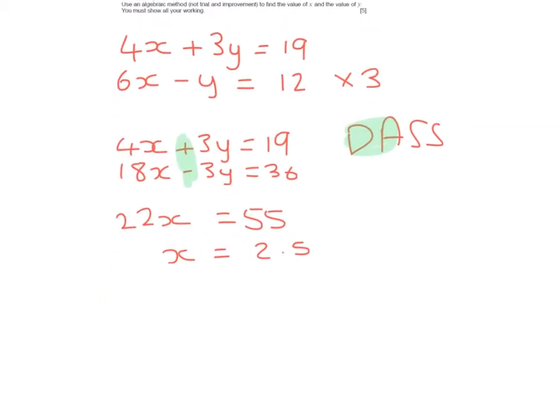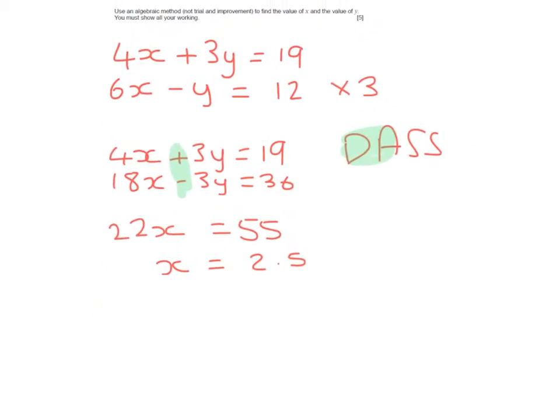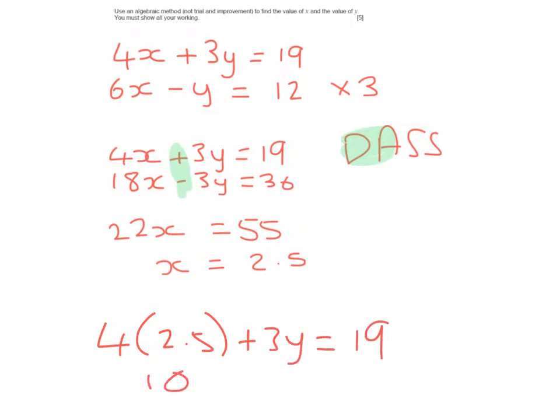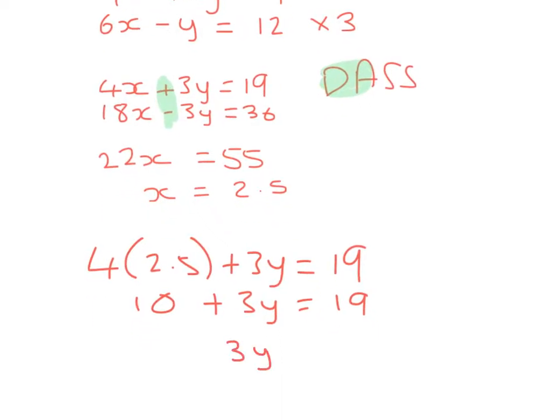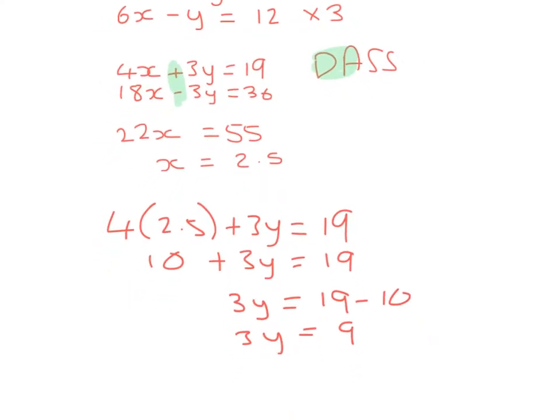Now I know the value for x, I can substitute in to find the value for y. So I've got 4 lots of 2.5, add the 3y equals 19. So 10 add 3y equals 19. So 3y equals 19, take away 10. So 3y would equal 9, and y would equal 3.